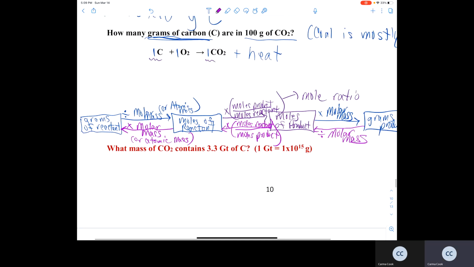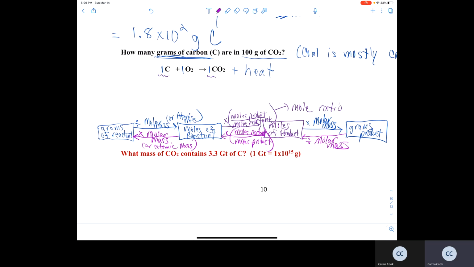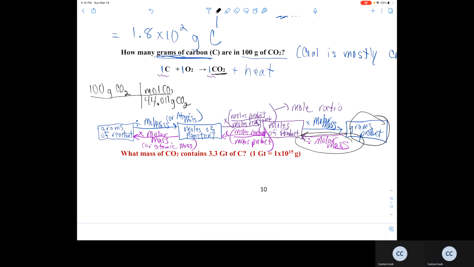So this is an updated flow chart that will enable us to solve the question, how many grams of carbon are in 100 grams of CO2? So if we have 100 grams of CO2, we can convert the grams of CO2, which is our product. So we are at grams of product. CO2 is a product. We're going to go backwards and convert grams of CO2 into moles of CO2 by dividing by the molar mass of CO2, which is 44.011 grams per mole. So now grams of CO2 cancel.